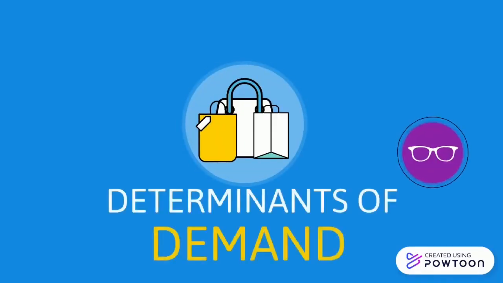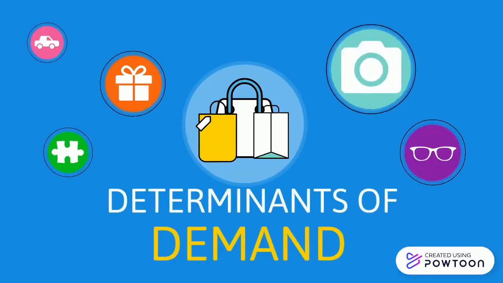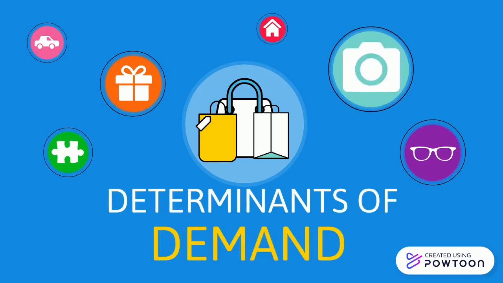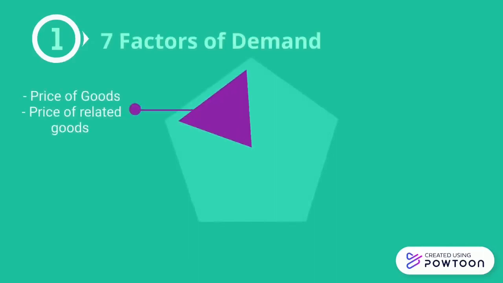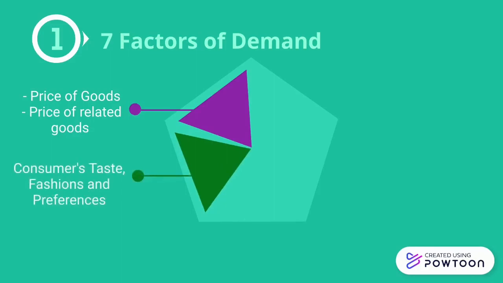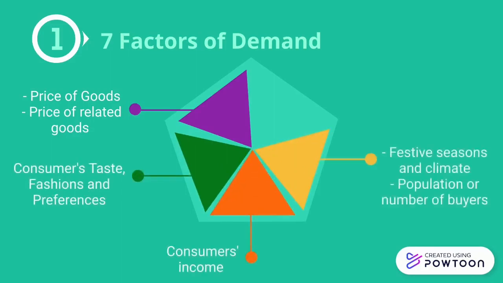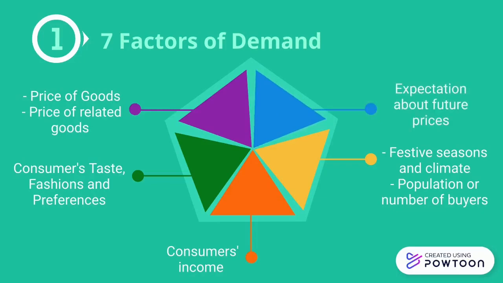Next, determinants of demand. Determinants of demand will be presented by Adilah Afifah Binti Nazeri. There are 7 factors of demand. First, price of goods. Second, price of related goods. Third, consumers' taste, fashions and preferences. Fourth, consumers' income. Fifth, festive seasons and climate. Sixth, population or number of buyers. And the last one is expectation about future prices.